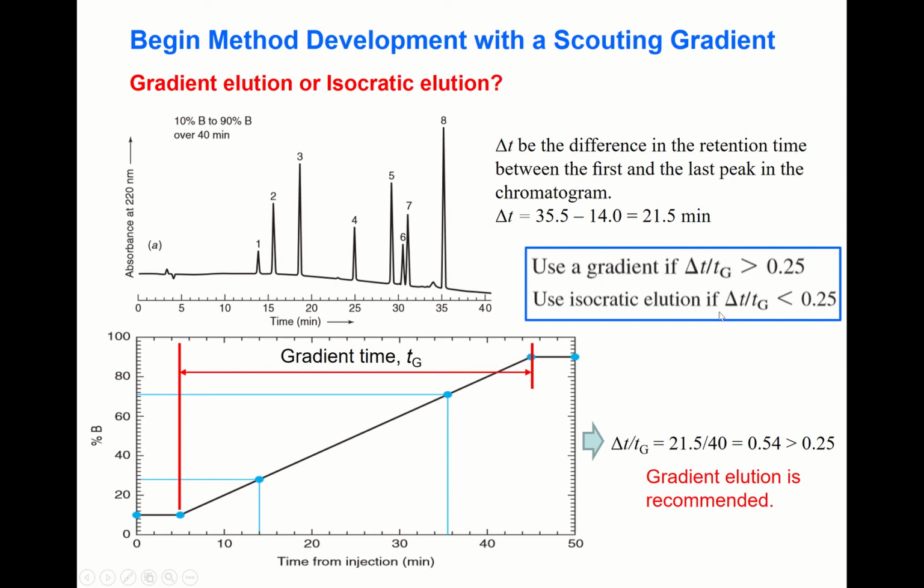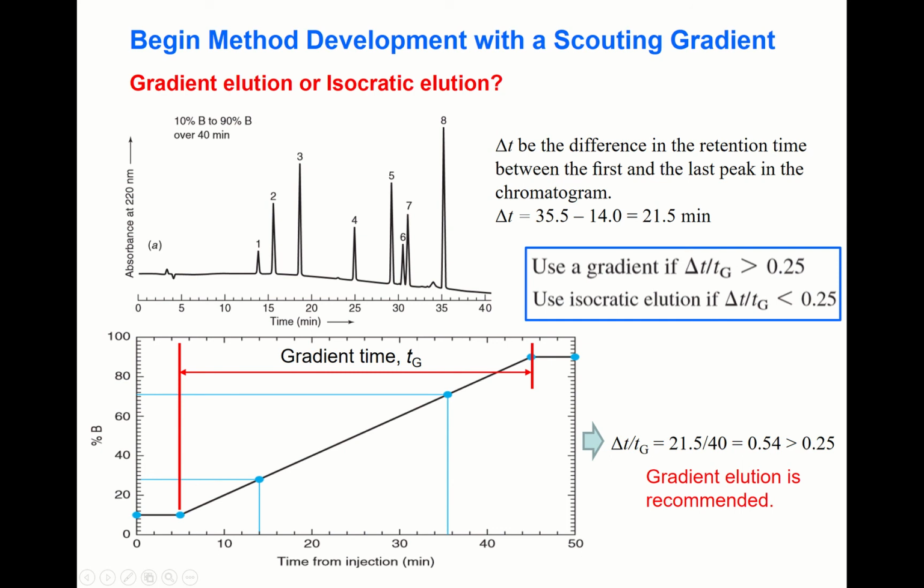So now you calculate delta t over tg. If that value is greater than 0.25, then gradient elution is the answer. But if this ratio is less than 0.25, maybe isocratic elution is okay. In this case, 21.5 divided by 40 is 0.54, which is much greater than 0.25. So gradient elution is the answer, and gradient elution is recommended.